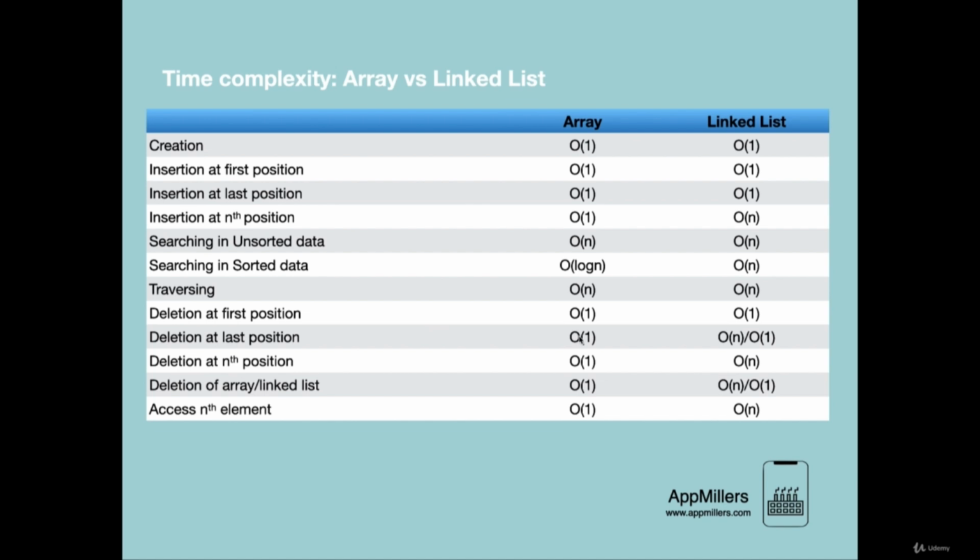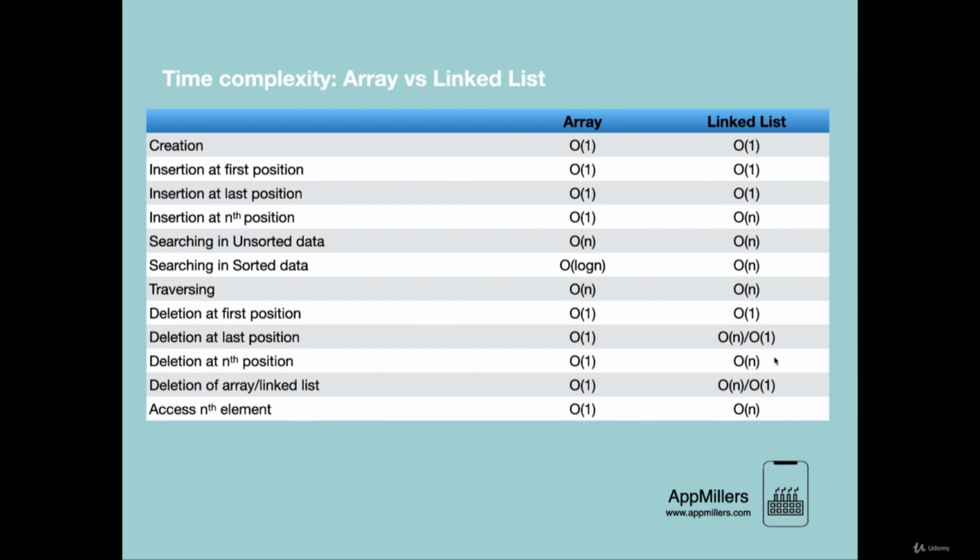Now the next operation is deletion of the nth element. Again here, in case of array, it's a constant time operation, because here we can just directly access an element and delete it based on its index. But in case of linked list, it's O n, because here we need to traverse through the linked list until we reach the nth element and delete the element from there. So it takes O n time complexity.